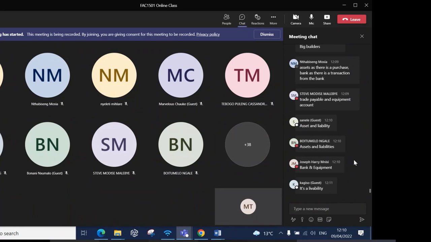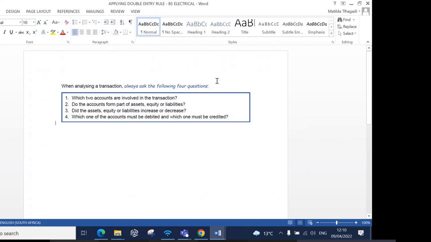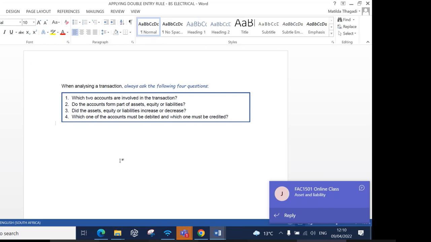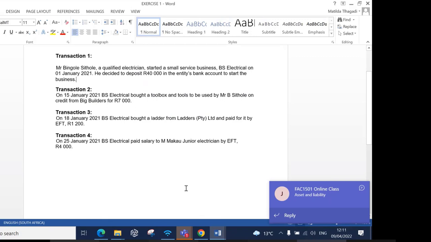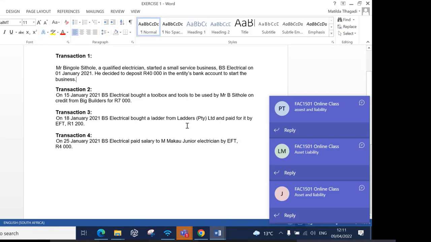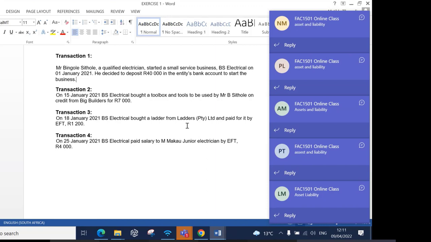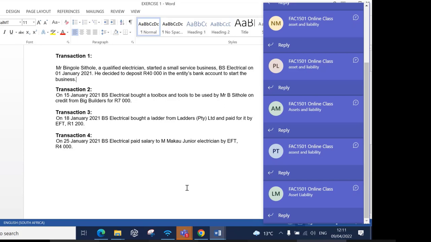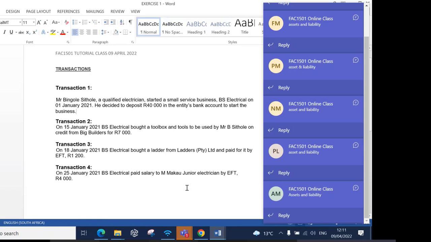So the second question in applying the double entry rule is, do the accounts form part of asset, equity, or liability? Somebody's saying asset and liability. Asset and liability. And what is the asset? What is the liability?